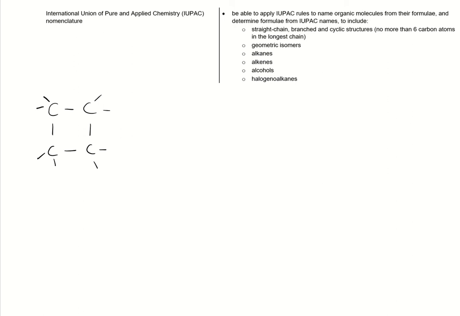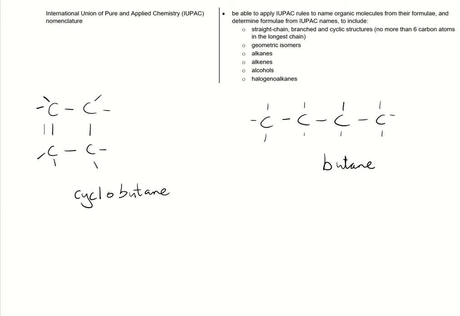So we need some way of distinguishing this from if I've just got 4 carbons in a row like that, because both of them, 4 carbons, both obviously based on bute, they're all single bonded, saturated in there, so they're based on the alkane. So we've got the butane. So in order to distinguish this one from a straight one, all I do is I put the word cyclo in front of it to say that this is 4 carbons in a ring.